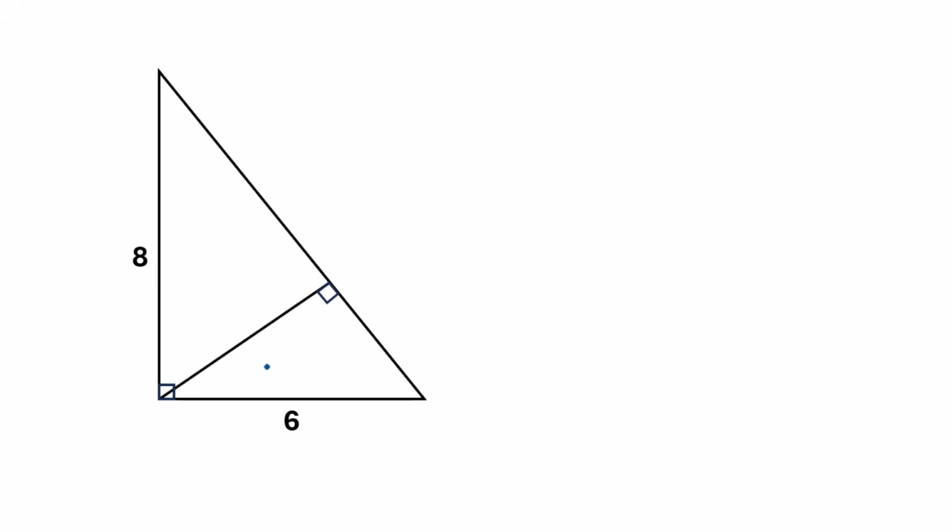Hello everyone. In this video, I am going to solve an interesting geometry problem. We have a right angle triangle. The base of this triangle is 6 units and the height of this triangle is 8 units. And there is a perpendicular line from this vertex to this hypotenuse. We have to find the length of this perpendicular line.